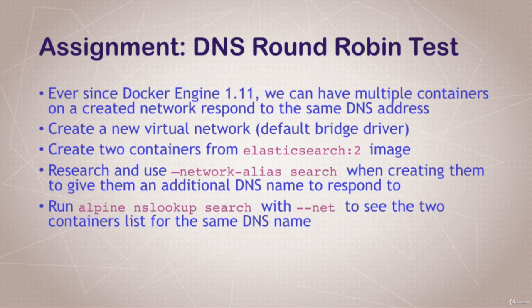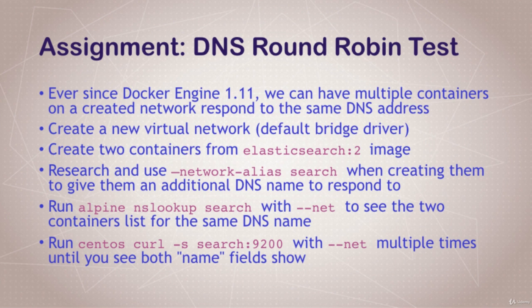So once you've started those up, you can use the Alpine image to do an NS lookup, and that'll simply return to you a list of the DNS addresses for the name search. And remember, on that one, you're going to have to make sure that it's assigned with the --net to the same network that you assigned the first two containers.